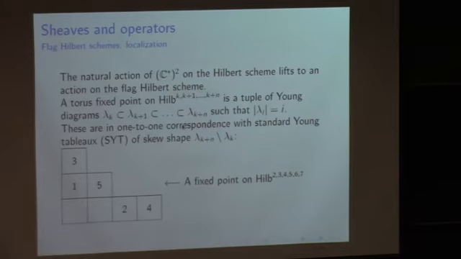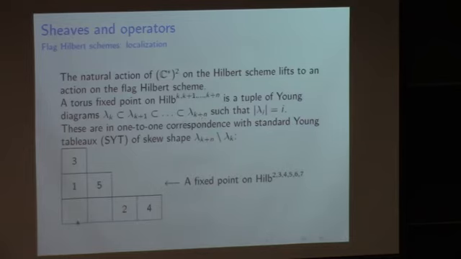And all of them are nested, so one sits inside another. And there's a one-to-one correspondence with what are called standard Young tableaux of skew shape, where I have two different Young diagrams, the first one and the last one, and then I write the numbers in a way that I add boxes one by one.